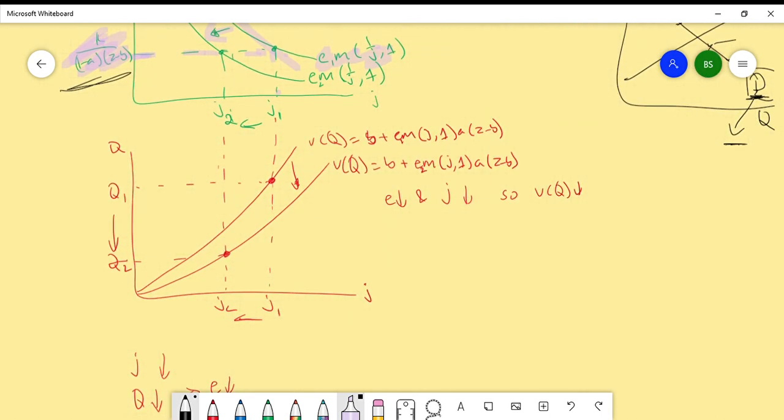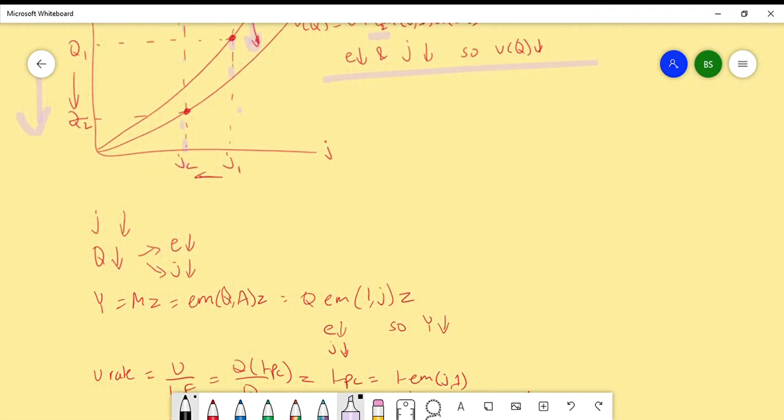Now we are going to draw out a new graph. Here E decreases, so VQ decreases. We also have that J decreases, so VQ decreases. The overall effect is a downward shift in the VQ function, and comparing to this new J2, we get that Q decreases. So the overall effect is that J decreases and Q decreases. This is because both E and J decrease, so the value of Q function has to fall.